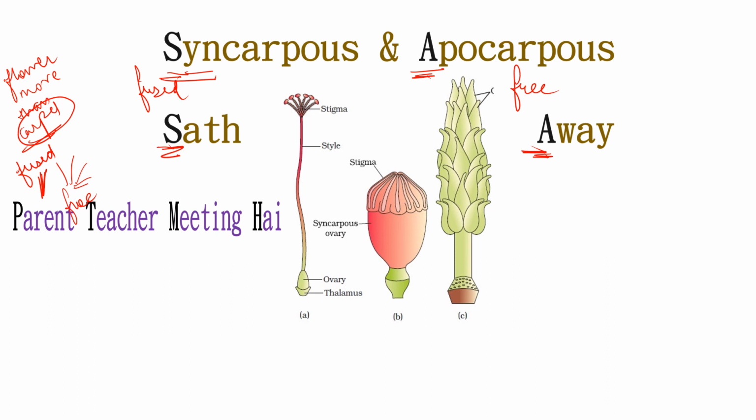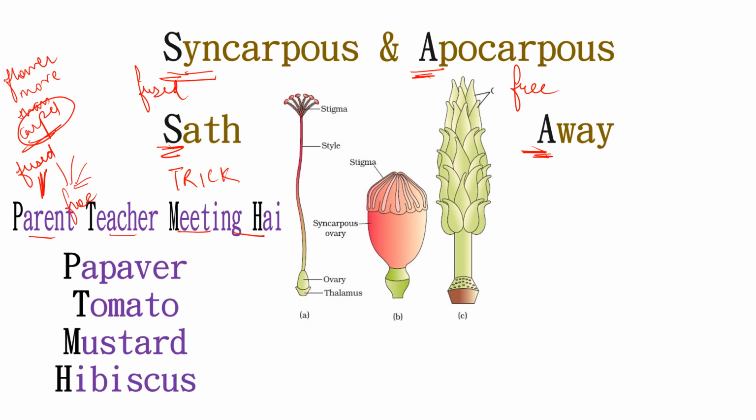For the examples, the trick for syncarpous is "parent teacher meeting hai". From parent it's papaver, from teacher it's tomato, from meeting it's mustard, and from hai it's hibiscus. These examples are given in 11th plus 12th NCERT. In 11th NCERT it is given in the 5th chapter, so I have covered both of them. So these four are the examples of syncarpous.